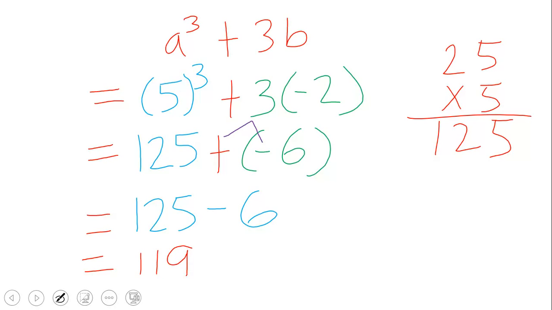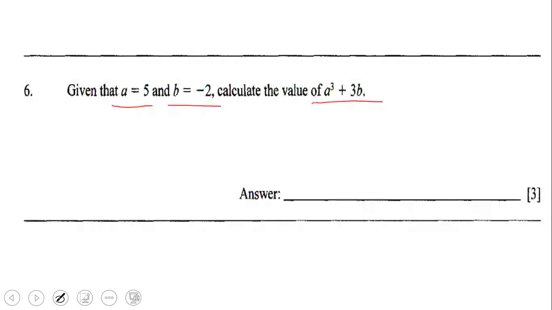119. Therefore, given that a equals 5 and b equals -2, the value of a cubed plus 3b is 119.